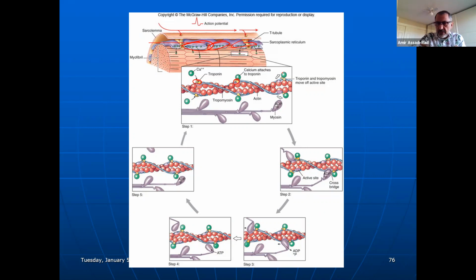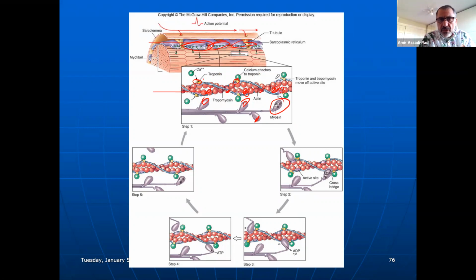That's why when a muscle is contracted, it becomes shorter. When it's relaxed, it's longer. Okay, the muscle. So the head of the myosin, as I said, attaches to these actin molecules right here. The head of the myosin attaches to the actin, okay?